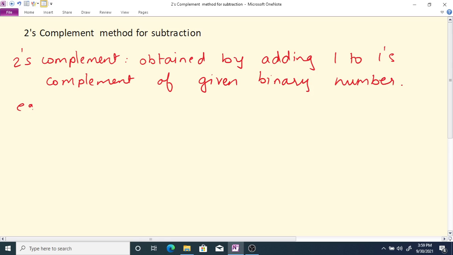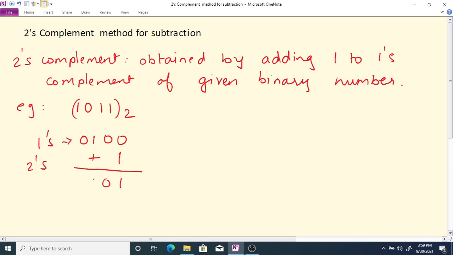So, we will see an example: 1011. 1's complement of 1011 will be 0100, and 2's complement will be obtained by adding 1 to the 1's complement. So, here we will get 0101. So, 2's complement of 1011 is given by 0101.